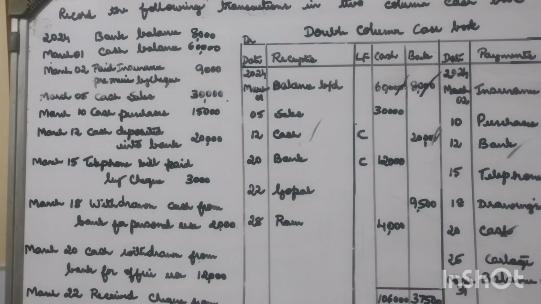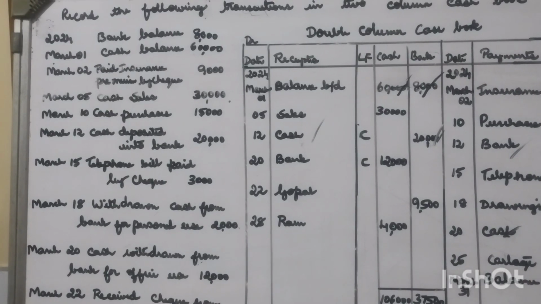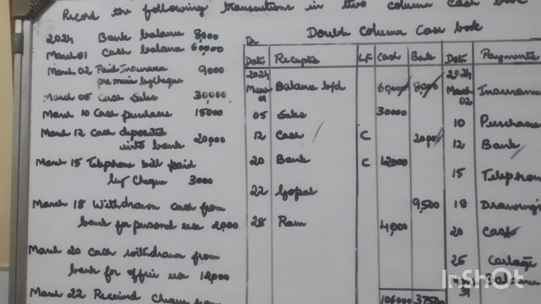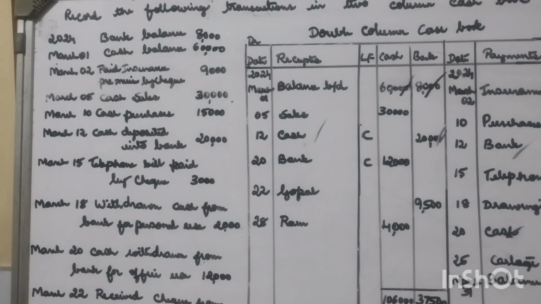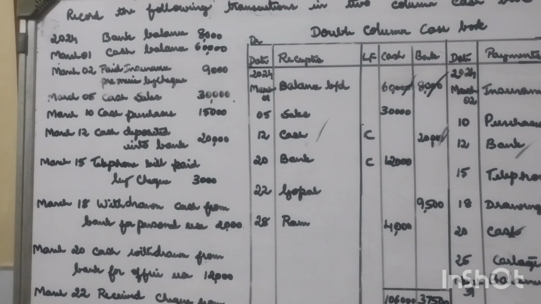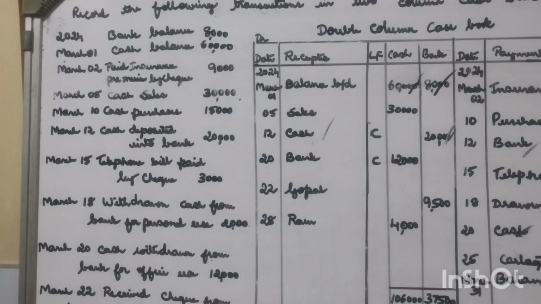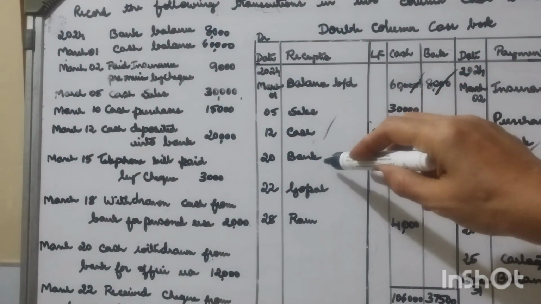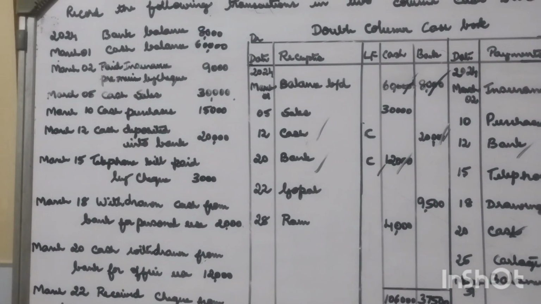So the journal entry will be cash account debit to bank account, because cash balance increases, bank balance decreases. Both are assets. Increase in asset must be debited, decrease in asset has to be credited. So cash account debit to bank account. So this is also one of the journal entries. So cash account, under cash column, it has to be debited with bank account, record as contra entry.